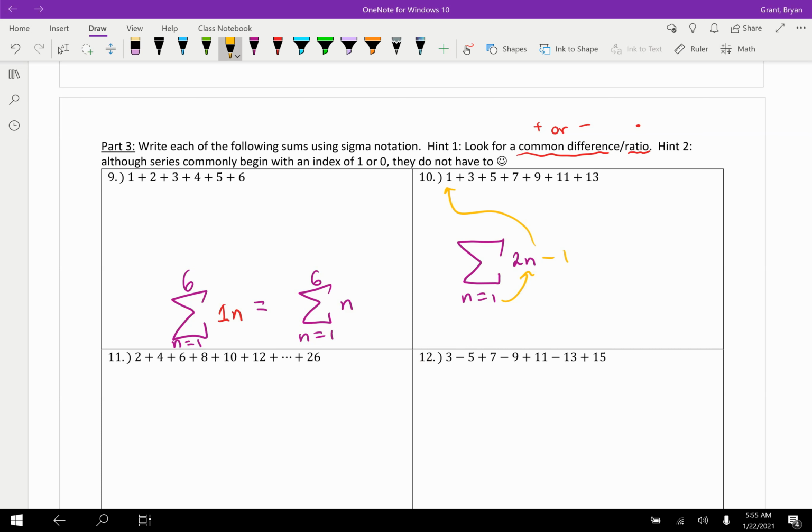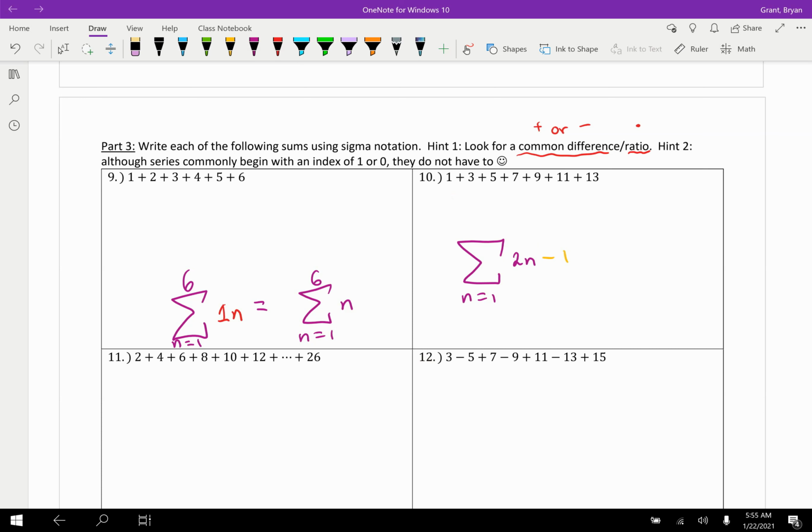You just need to subtract 1 off at the end. Now if we substitute in 1, we get 2 minus 1, which is 1. The next one we have to substitute in is 2. So if I substitute in 2, 2 times 2 is 4. 4 minus 1 is 3. Look at that. I think we found our pattern, no problem.